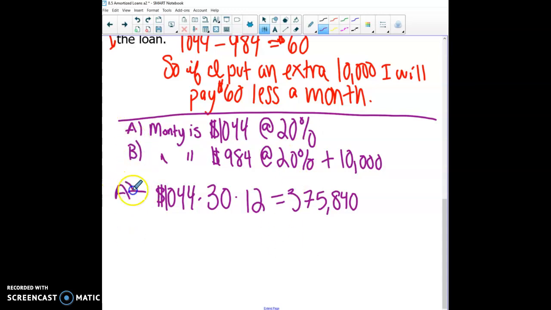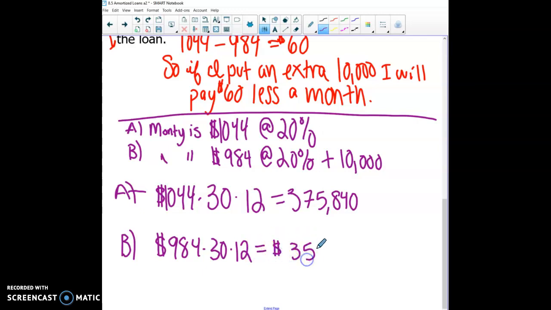So this is option A, option B, right? That's A. Option B, I'm going to pay $984 for 30 years, and I make 12 payments. And so that total, when we multiply everything out, is 354,240.